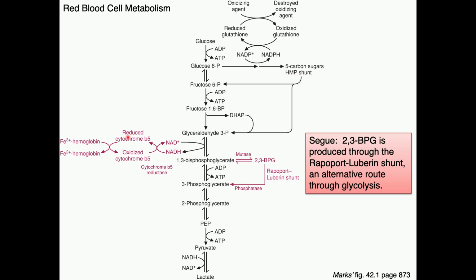antioxidant defenses. So there's the cytochrome b5 methemoglobin reductase, which is another way that NADH can get oxidized besides the lactate dehydrogenase reaction. And then there is the pentose phosphate pathway, which generates NADPH, which sustains our pool of reduced glutathione within the cells.